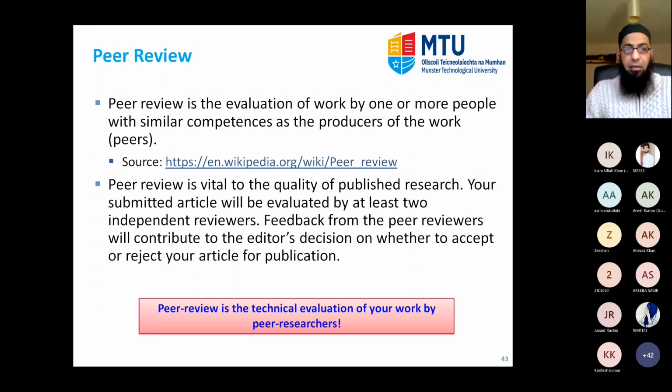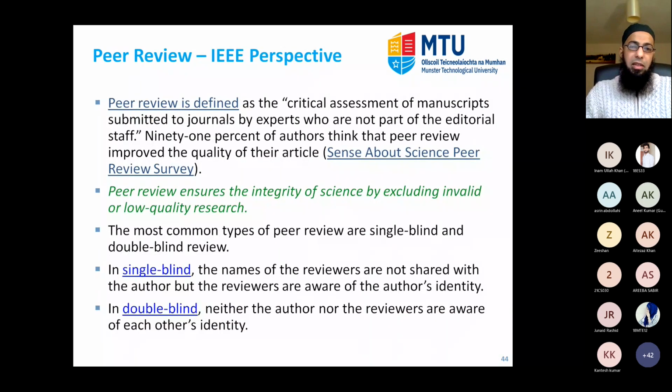Your submitted article will be evaluated by at least two independent reviewers, and those independent reviewers need to be experts in the area in which you are working. That's why they will be checking. So peer review is the technical evaluation of your work by peer researchers. And peer review basically ensures the integrity of science by excluding invalid or low quality research.